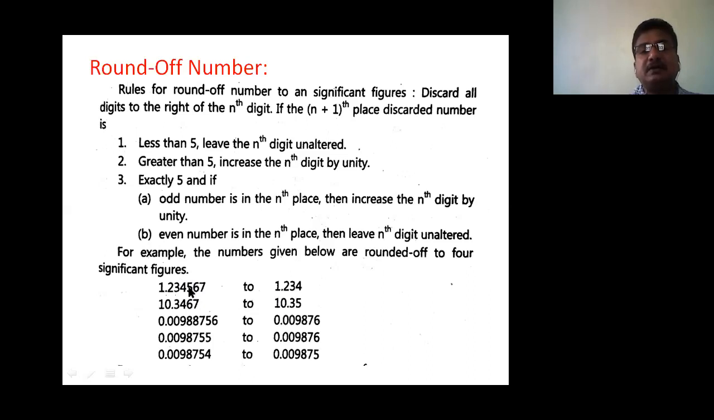That is, the first discard digit is exactly 5, and the previous digit is even. So no change in the previous digit. Okay, and so this is the new number 1.234. This number is rounded to 4 significant figures. Also, we have to round this number up to 4 significant figures, and up to this we have the 4 significant figures. That's 10.34.